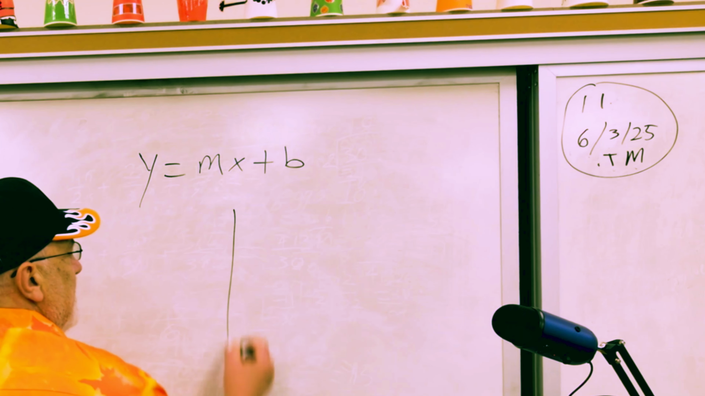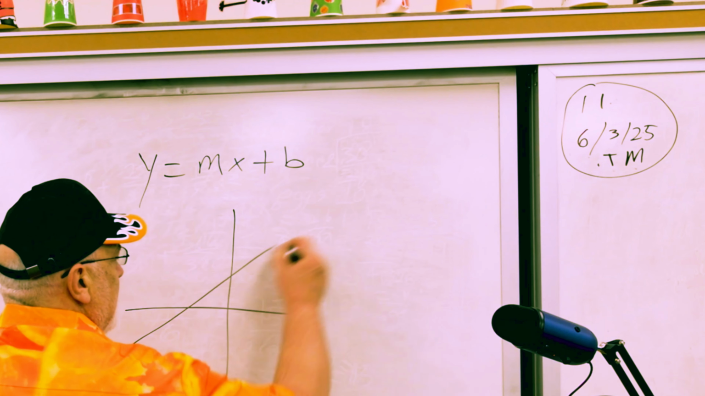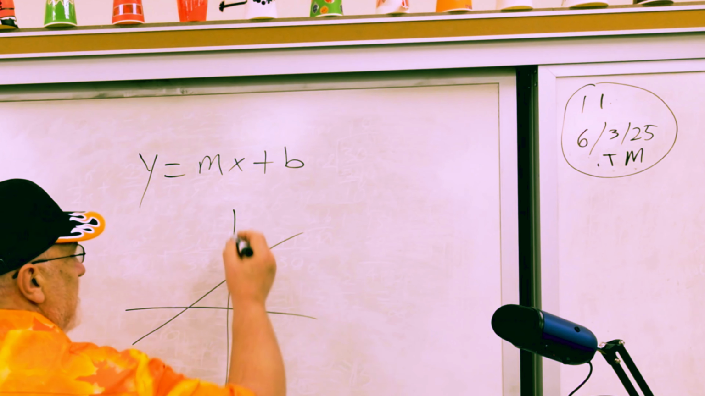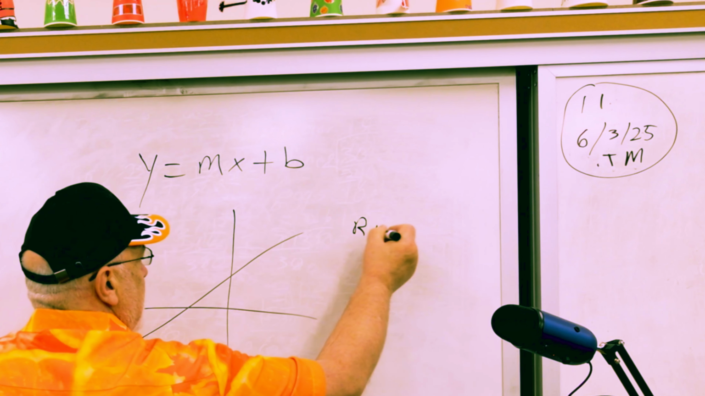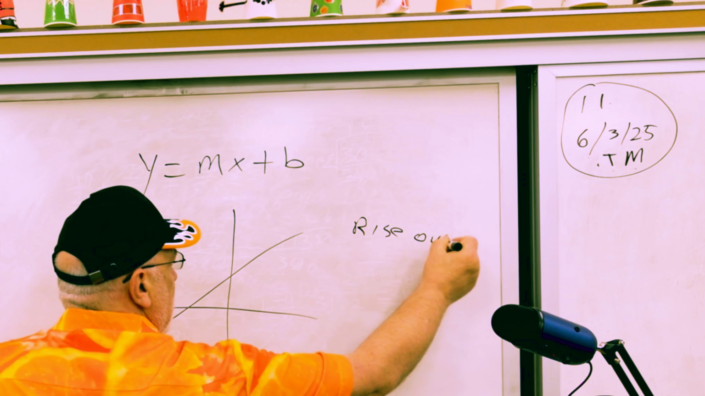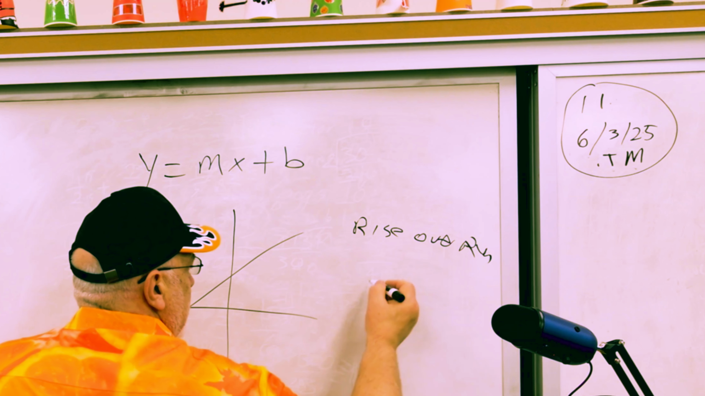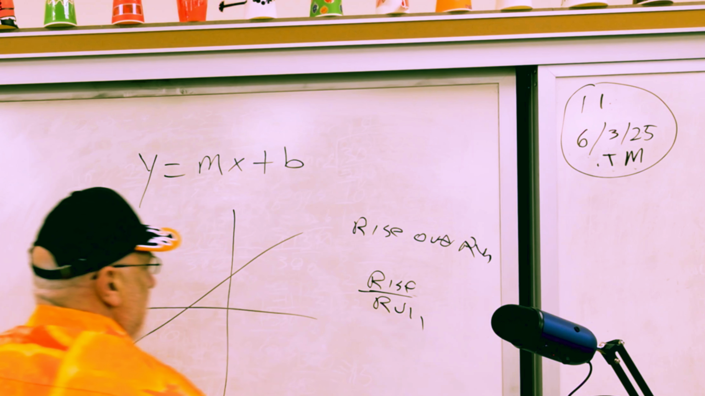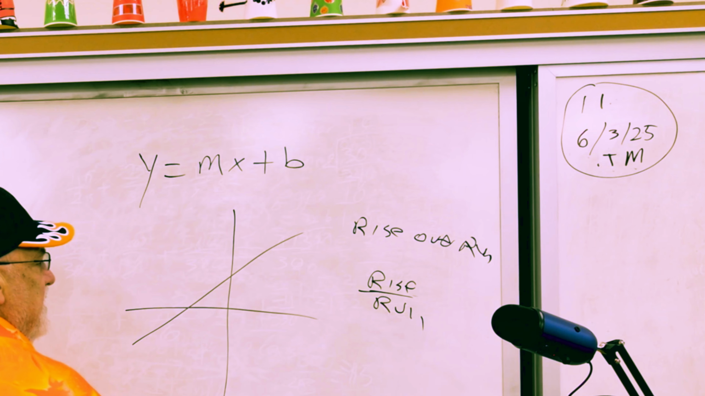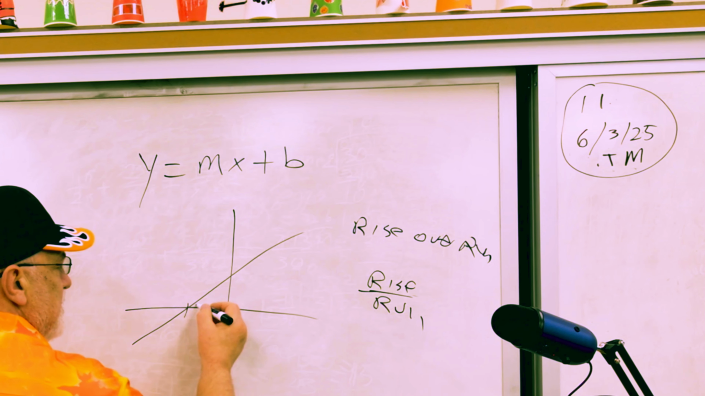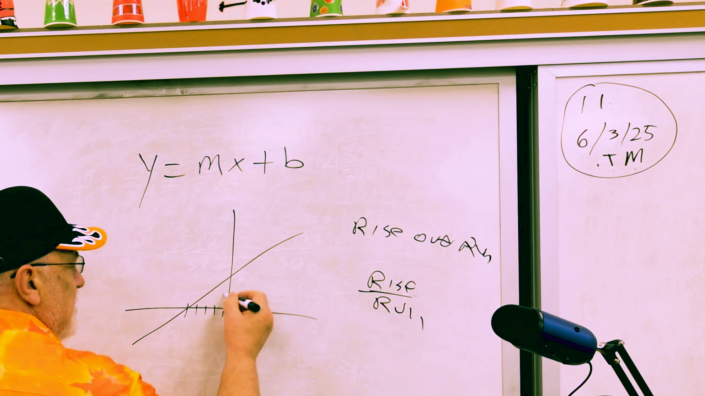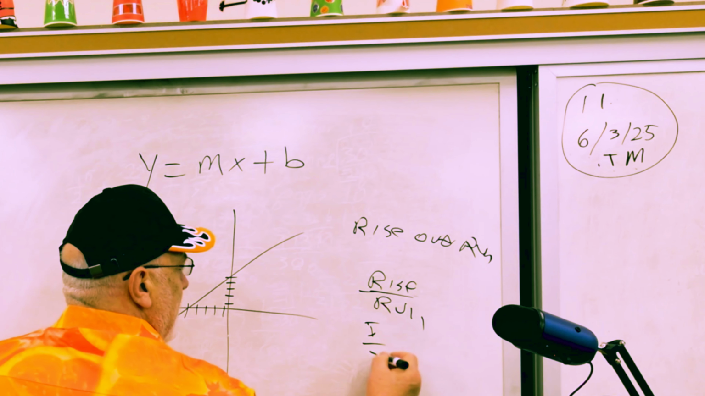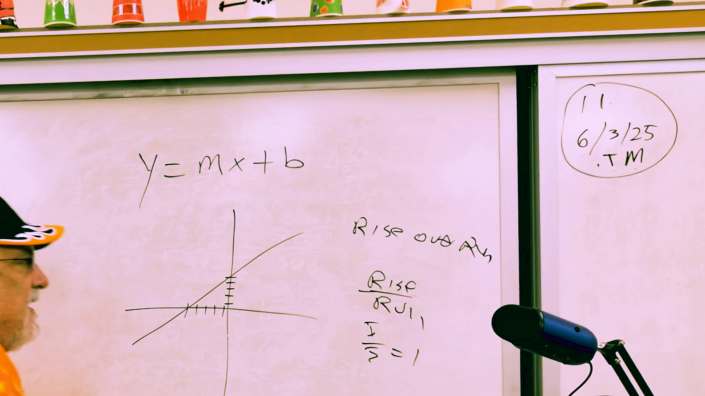And so if you have an equation, and the equation results in this line, then the slope is the rise over the run. So rise over run, and that means rise divided by run is your slope. And if this has 1, 2, 3, 4, 5 and 1, 2, 3, 4, 5, well, that's going to be 5 over 5, which is equal to 1. So the slope on that is 1.